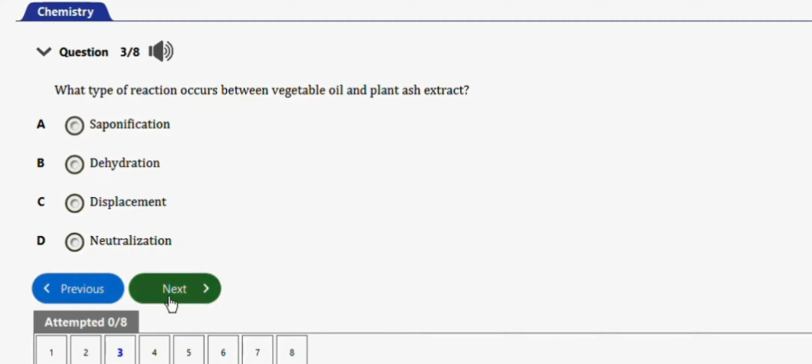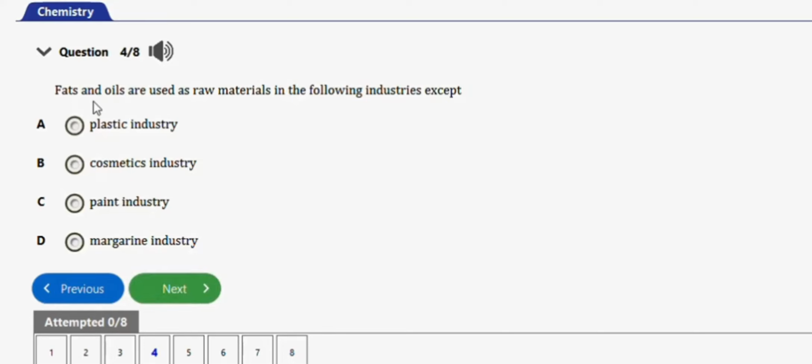The next repetitive question with this one, it says fats and oil are used as raw materials in the following industries except we have plastic industry, we have cosmetics industry, we have paint industry, we have margarine industry. So the right answer is option A, which is plastic industry. So that's an exception here.